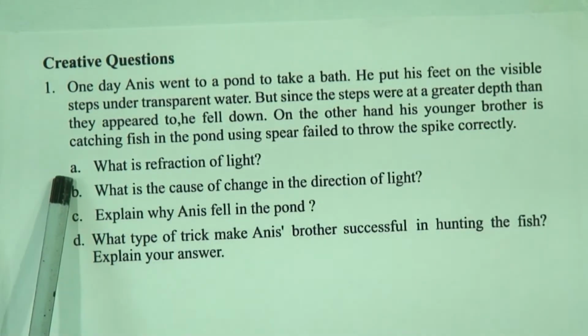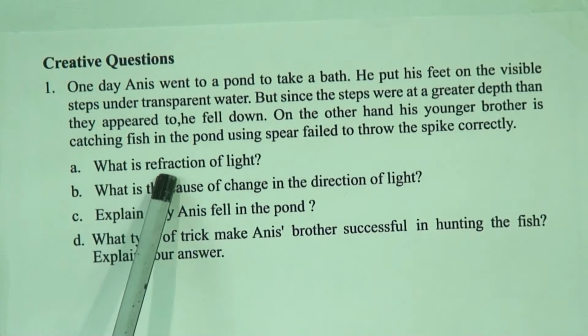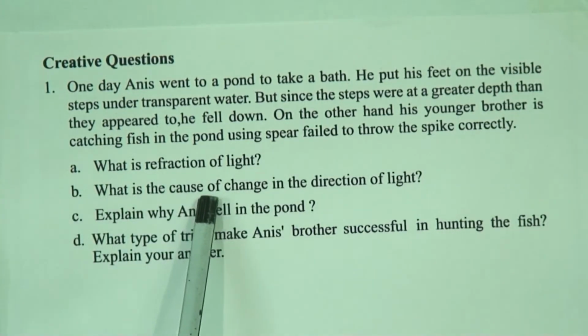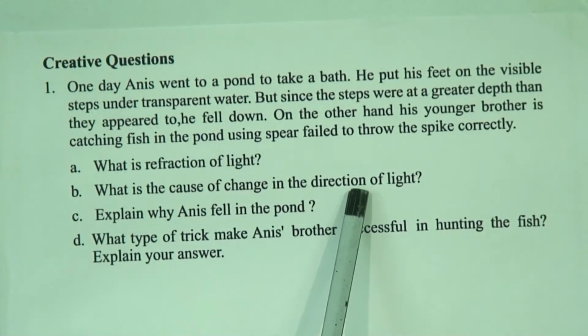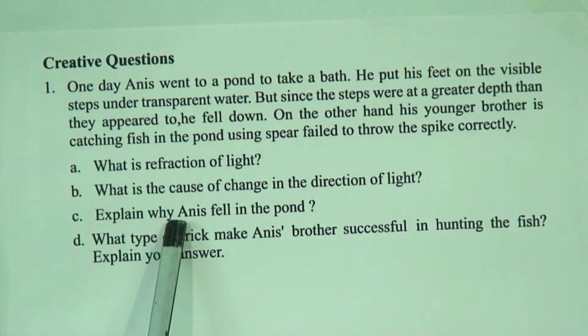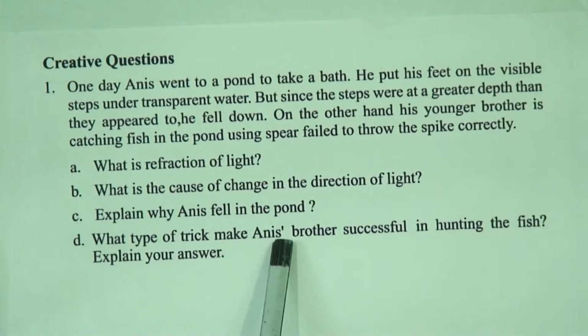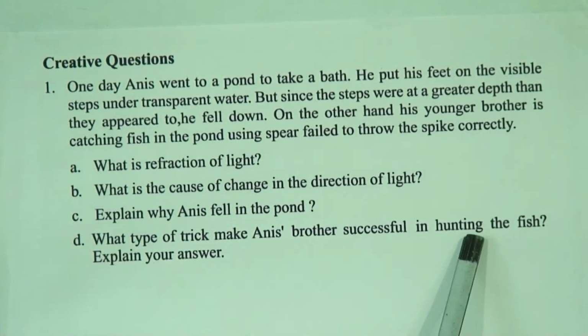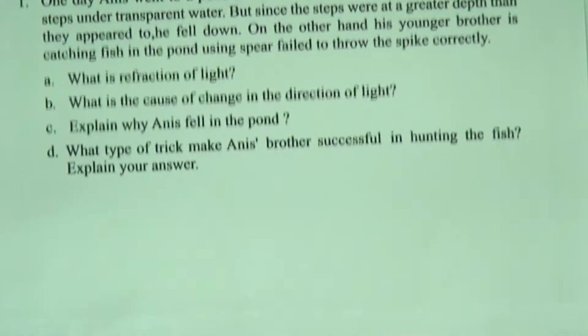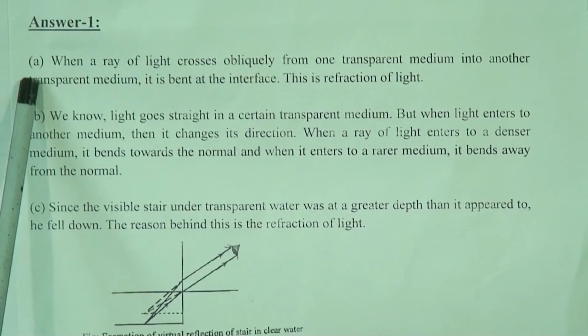correctly. The first question is, what is refraction of light? Second question is, what is the cause of change in the direction of light? Third one, explain why Anis fell in the pond. And fourth one, what type of trick made Anis' brother successful in hunting the fish? Explain your answer. Dear students, the answer of the question is, first question was, what is refraction of light?